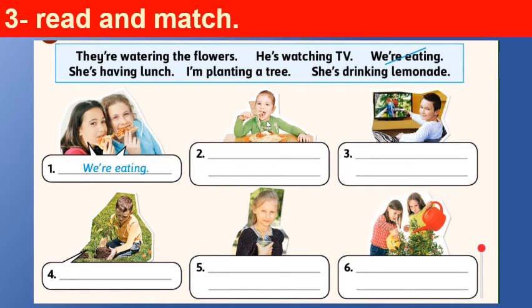Now look at this picture. What is she doing? Look at the picture. Of course, she's having lunch, right? So this is the correct sentence. What is she doing now, at the moment of speaking? Now, sentence number 3. Look at this boy. What is he doing? There is a TV in front of him, so he is watching TV.